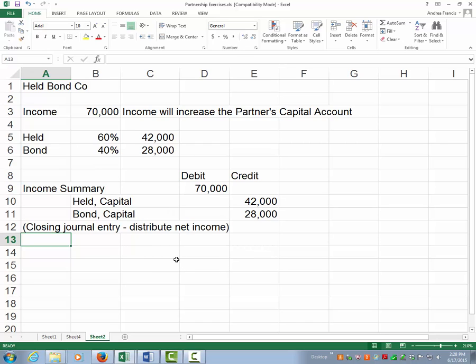So this is a simple example of how to allocate income between two partners and how to make a journal entry. In the next video, we'll do a slightly more complex example which will also include drawings.